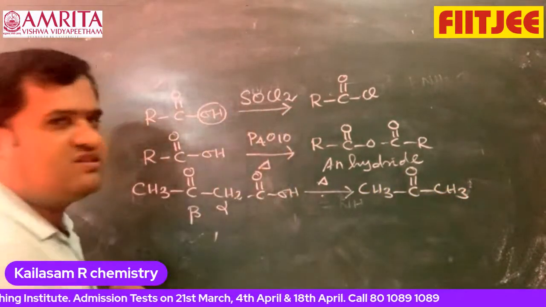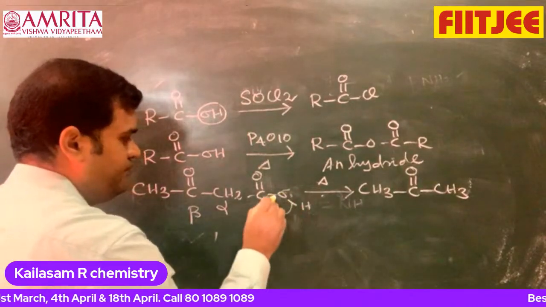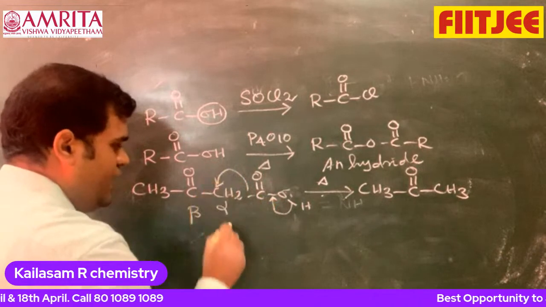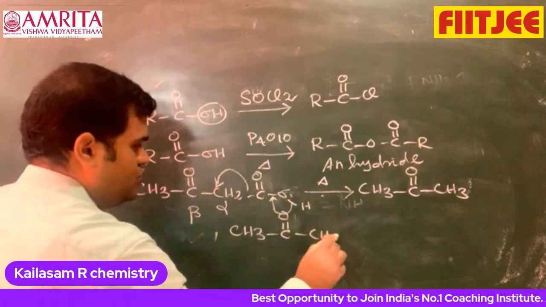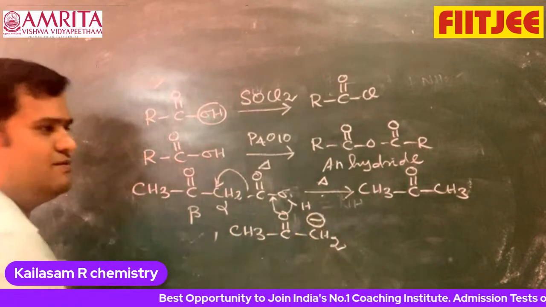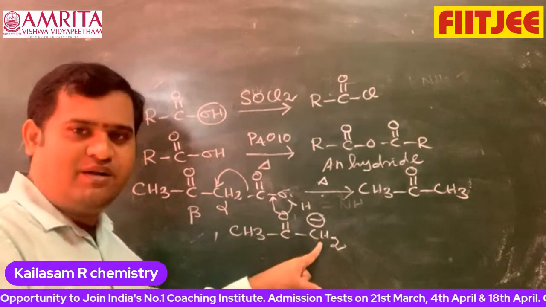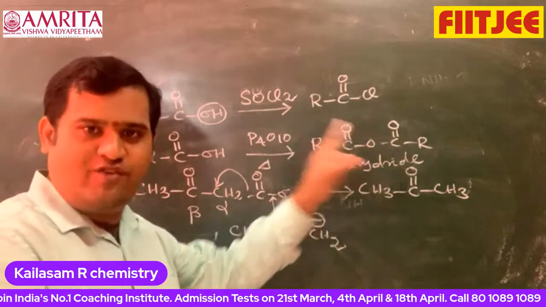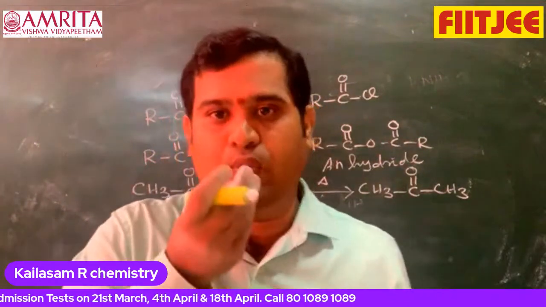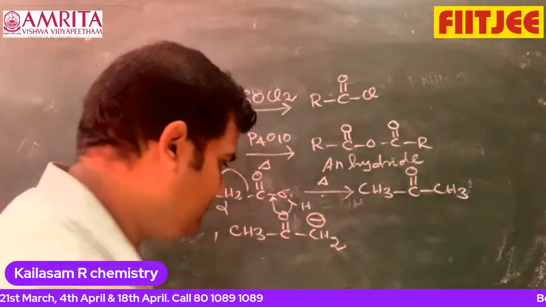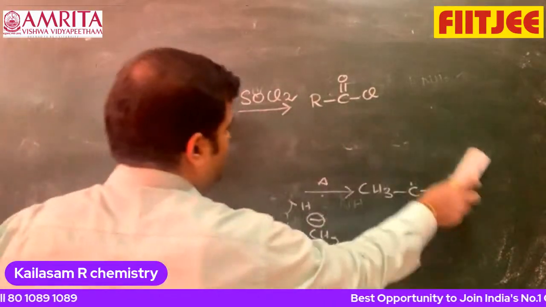Why does this undergo faster decarboxylation? Because this is how the bond is going to break. It generates an anion. Look at this, C double bond O and CH2 minus. Now what is happening? This anion is stabilized by this minus R group, therefore the reaction is going faster. That means beta keto acids undergo faster decarboxylation.